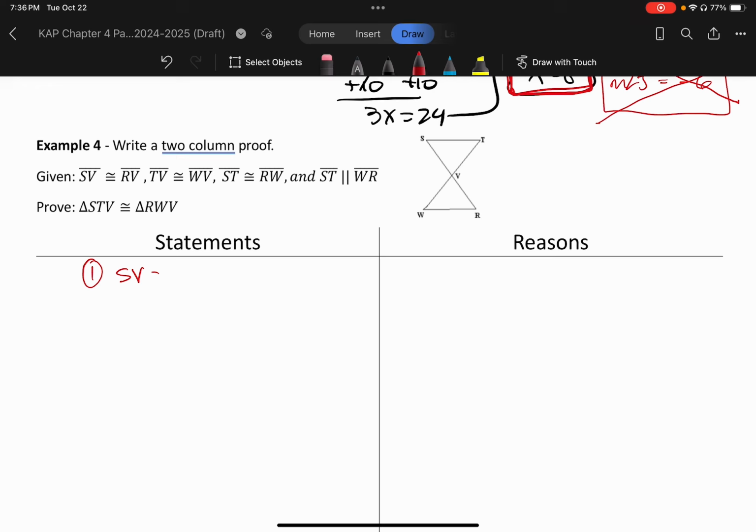So SV is congruent to RV. As I write these down, I'm going to mark it in the picture. SV is congruent to RV. They're giving me all this information in the given, and they want us to prove that the triangles are congruent. To prove that triangles are congruent, you need to show that corresponding angles are congruent and corresponding sides are congruent. So here, I can say this because that was given.